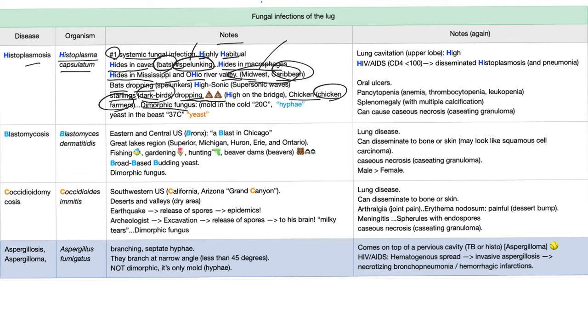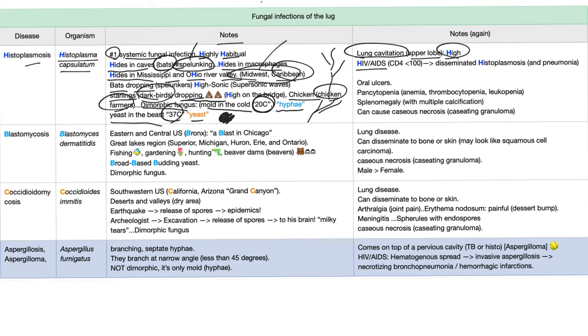Histo is a dimorphic fungus. Translation: it's mold in the cold, but yeast in the beast. What do I mean? If the temperature is cold, this Histoplasma will form hyphae, which is a mold, hyphae like this. But if the temperature is hot, it's going to form a yeast. Mold in the cold, yeast in the beast. Histoplasmosis will lead to lung cavitation, usually upper lobe.